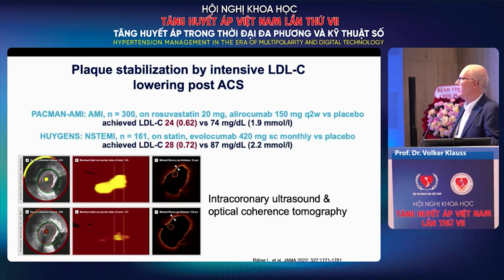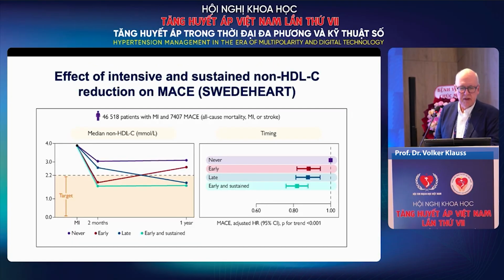And this is underlined by several mechanistic studies with OCT or intracoronary ultrasound in patients with ACS treated with a PCSK9 inhibitor, reaching after 1 year very low LDL values of 24 or 28 milligram per deciliter. And what you can see is that within only 1 year in this patient, you can see a reduction in the volume of the plaque, and you can also see a thickening of the fibrous cap, which I think explains the clinical data we have on these strong lipid-lowering drugs.